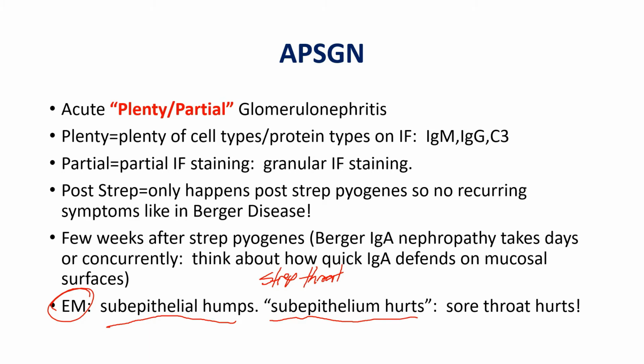So strep throat is extremely painful. It's extremely painful just at rest, really, really painful when you swallow. You can imagine that your epithelium and your subepithelium of your throat is hurting and it's inflamed. Subepithelium hurts sounds a lot like subepithelial humps. So sore throat hurts, that's the indication, oh yeah, we're talking about post-strep glomerulonephritis. So that's the way that I remember those EM changes for that one.